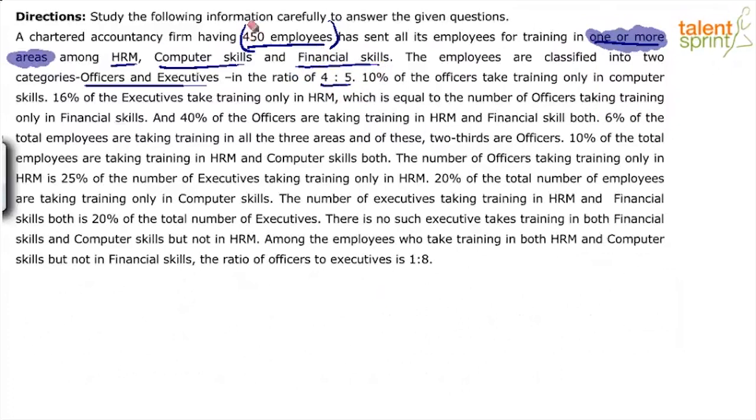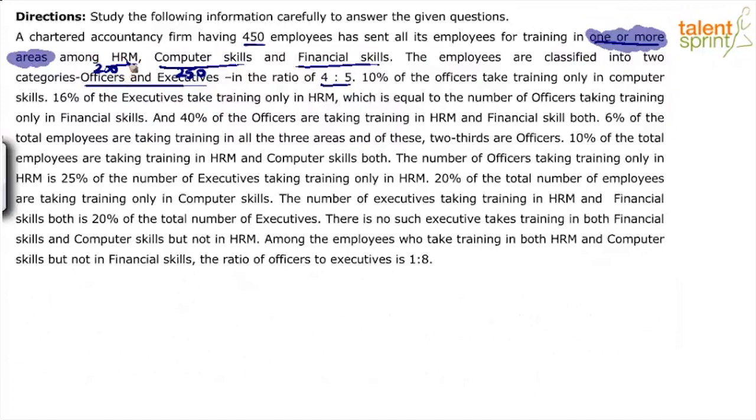So each part is equal to 50. 450 by 9 is 50. How many are officers? 4 parts. Each part is 50. 4 parts would be 200. So I can straight away say that there are 200 officers. Executives have got 5 parts. 5 into 50 is 250. So the number of executives is 250. Within no time, it's a no-brainer actually. You must be able to do it mentally, that there are 250 executives and 200 officers.